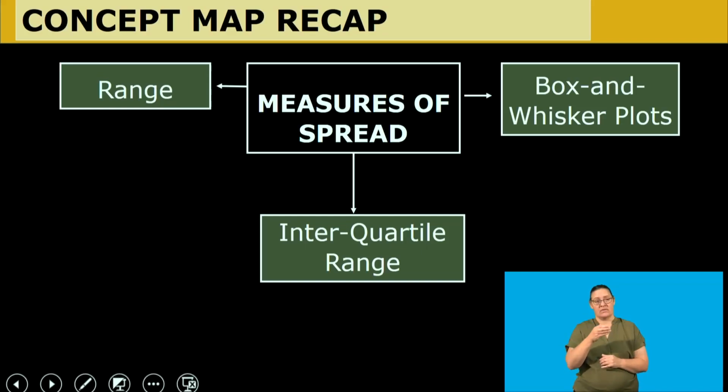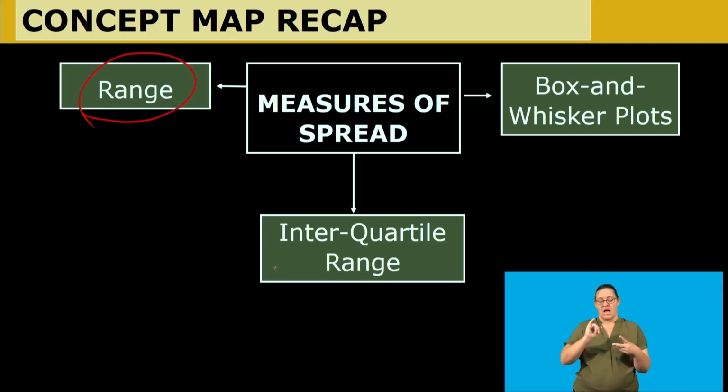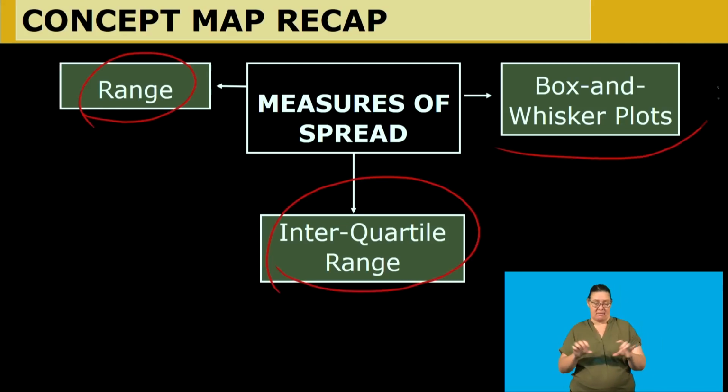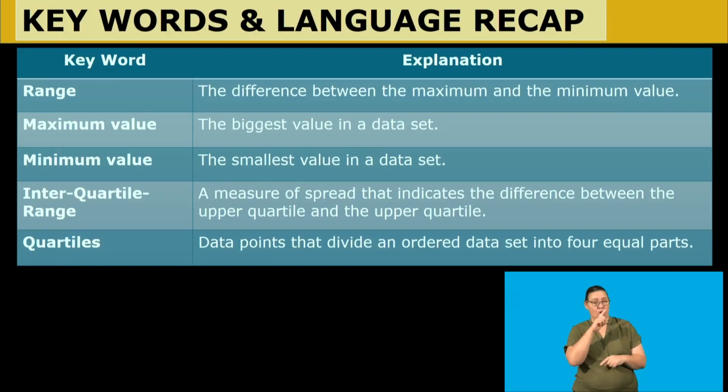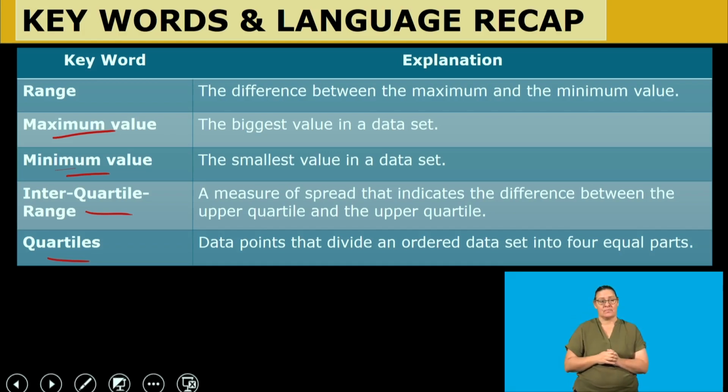Welcome back. Let us wrap up today's lesson. So we looked at the concept of measures of central tendency with a specific focus on the range, the interquartile range, and the box and whisker plots. We spoke about the maximum and minimum values, the interquartile range, and the quartiles. So make sure that as you are preparing for the exams, you are very familiar with these concepts.